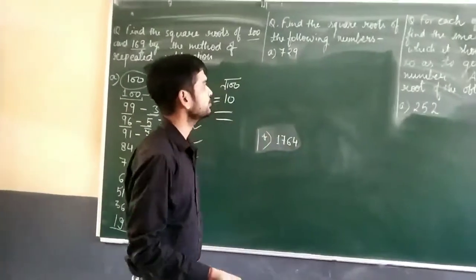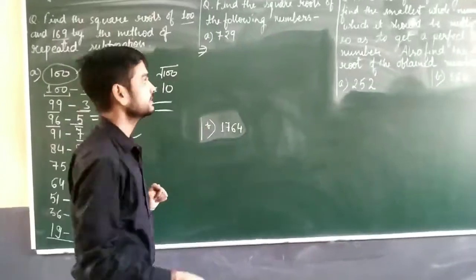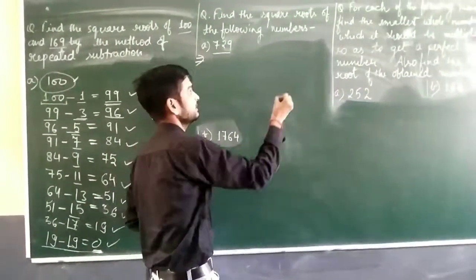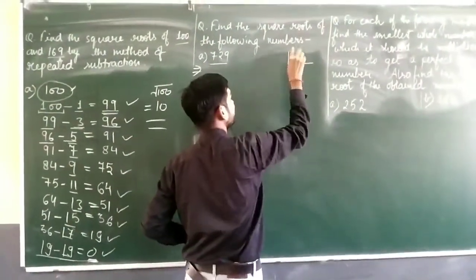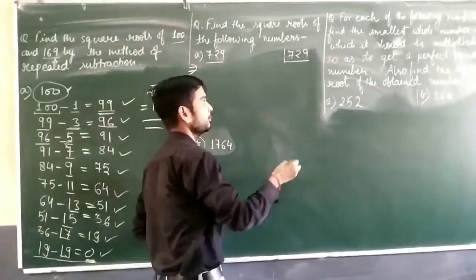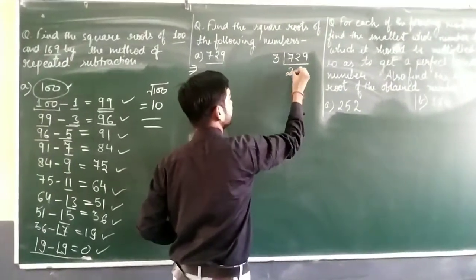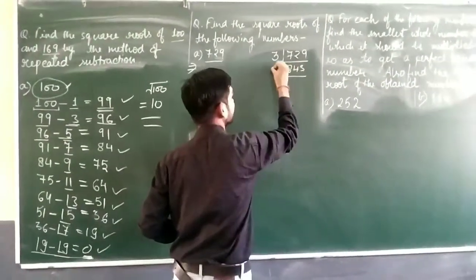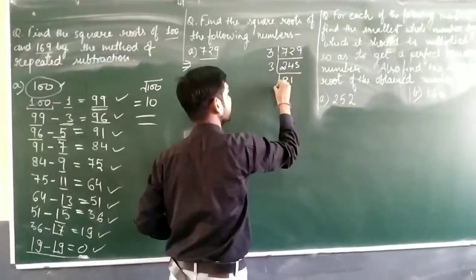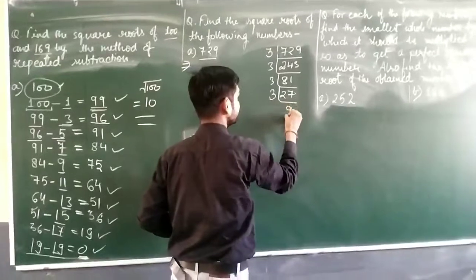Yes, friends, let's see this question. In this question, we have to find the square roots. How? Let's see. Firstly, this is the number. So firstly we will find the factors of this number. The number is 729. So we will start with the factors. Let's see. 3 2s are 6, 3 4s are 12, 3 3s are 9. Then 3 again, 3 8s are 24, 3 1s are 3. Then 3 again, 27 will come. Then 3 again.